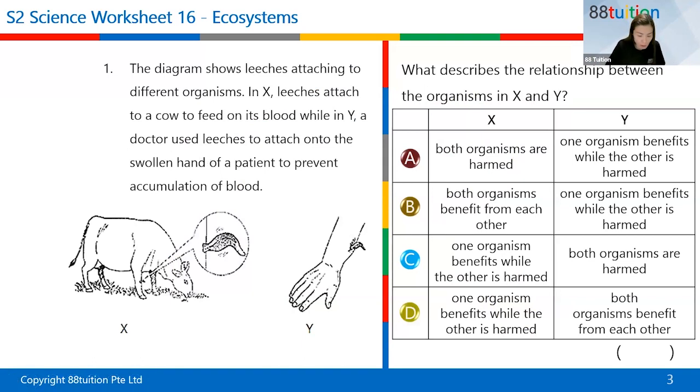Leeches. The diagram shows leeches attaching to different organisms. In X, you have the leech, just one here, attached to a cow, feeding on the cow's blood. Another one, a doctor is using this leech to attach to the swollen arm of a patient, so it prevents accumulation of blood. How does this happen? Because leeches, you know what leeches are or not? They suck blood. They're like mosquitoes, but they are worse. They suck a lot of blood.